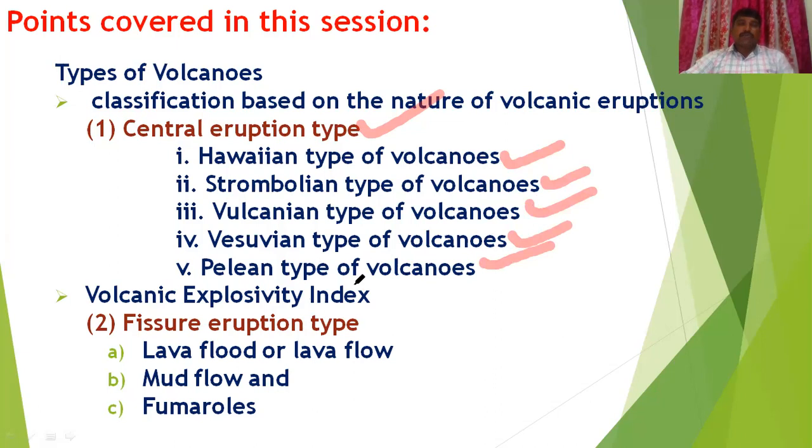And we also discussed the volcanic explosivity index, the height of the eruption of the volcanic magma or the lava or the plume. And next we have also gone with the fissure eruption type of volcanoes. In this we have discussed the lava floods or lava flows, mud flows, debris flows, and the fumaroles, which are the sign of active volcanoes.